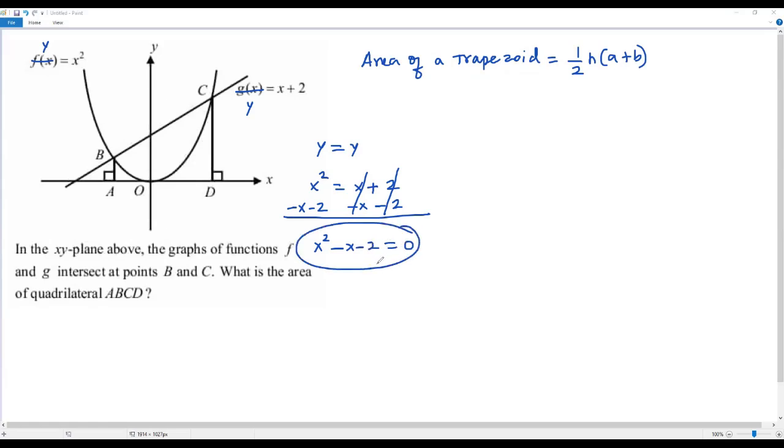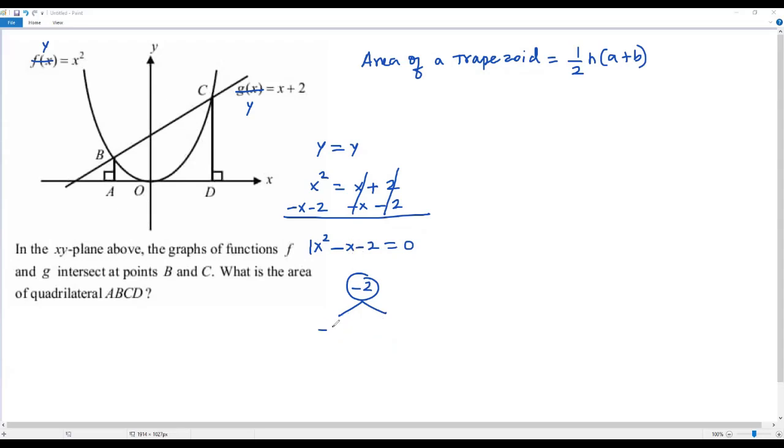I think we can try to solve this quadratic equation by factoring. For that, we have to multiply this constant term, negative 2, by the coefficient of x squared. In this case, it's 1. When I multiply negative 2 by this 1, I'm getting negative 2. So now I have to get two factors over here, so that the product of the two factors equals negative 2. And when I add these two factors, it must equal the coefficient of x. In this case, it is negative 1.